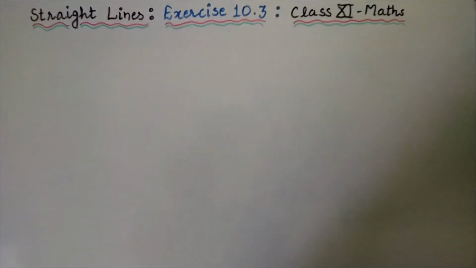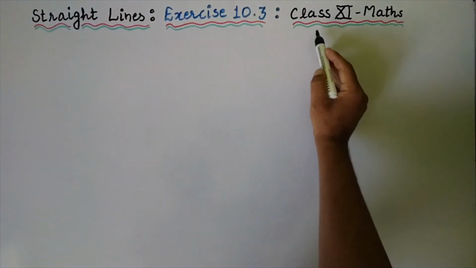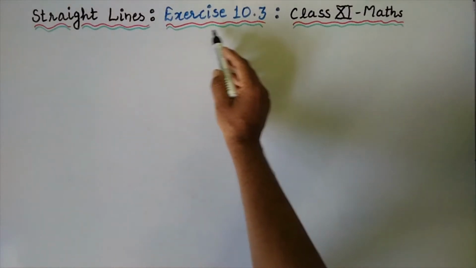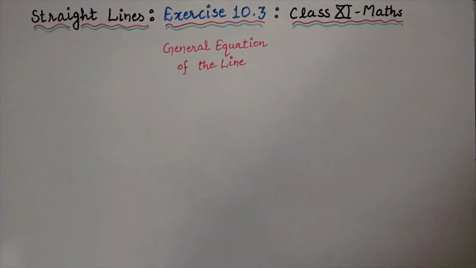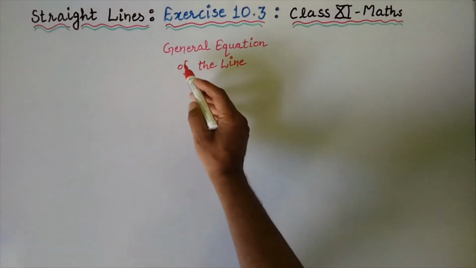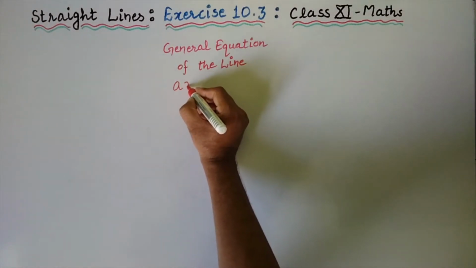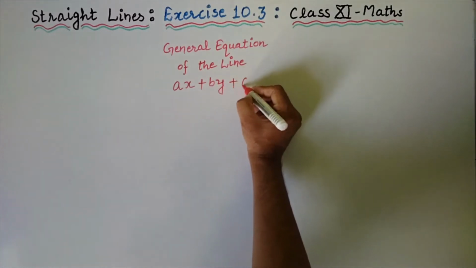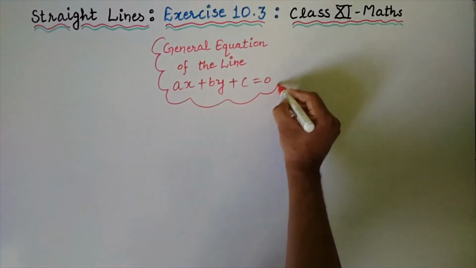Exercise 10.3. The name of the chapter is straight lines, class 11, subject mathematics. Before proceeding towards the questions of the exercise, let us have the introduction. Here we shall discuss general equation of the line. What is the general equation of the line? This is written like this: ax plus by plus c is equal to 0. This is called general equation of a line.